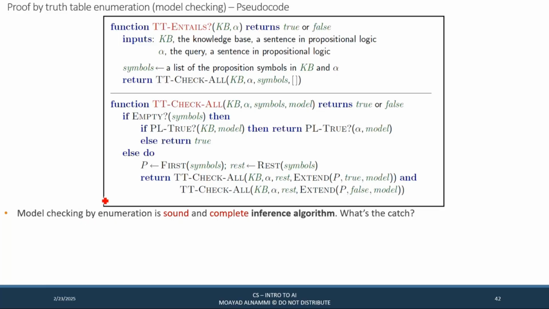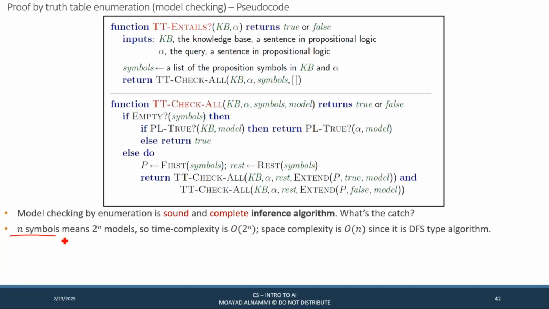What's the catch with this? Well, if you have n symbols, that means you need to check 2 to the power of n possible models. So time complexity is 2 to the power of n. Space complexity with this implementation is O(n). So really, time complexity is a big issue. We need more efficient inference algorithms than model checking. Model checking is not very efficient.